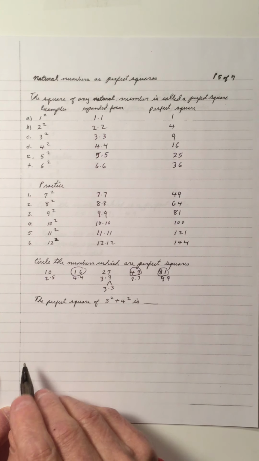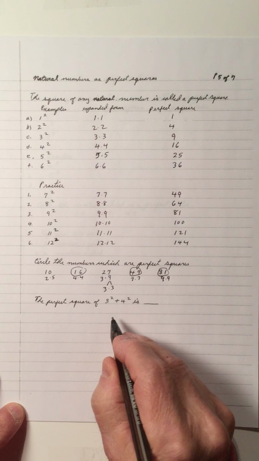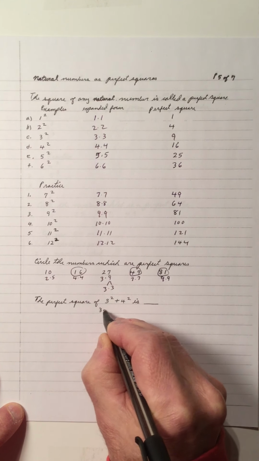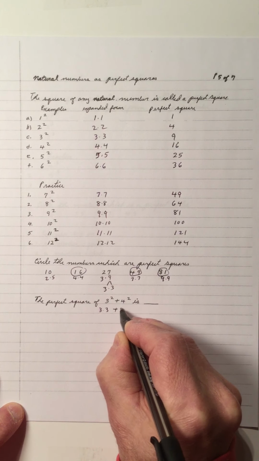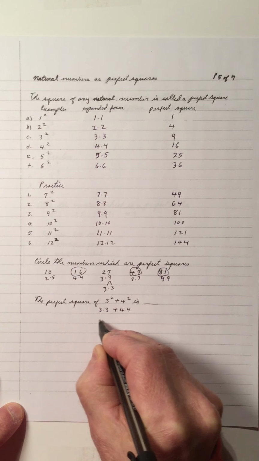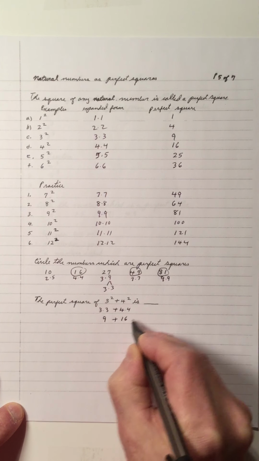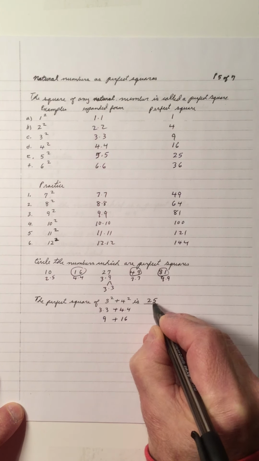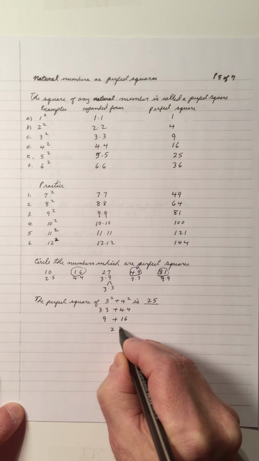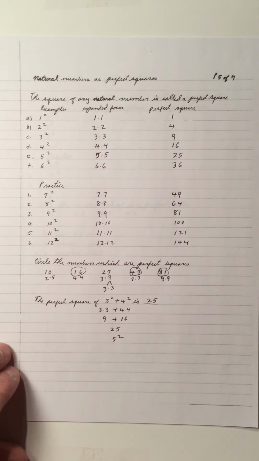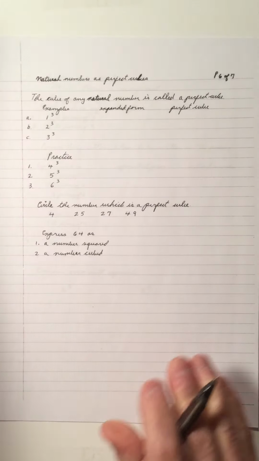Is the sum of 3 squared plus 4 squared a perfect square? 3 squared is 3 times 3. Add on 4 squared, which is 4 times 4. 3 times 3 is 9. 4 times 4 is 16. And that gives us 25. And 25 is 5 squared. So 25 is a perfect square.